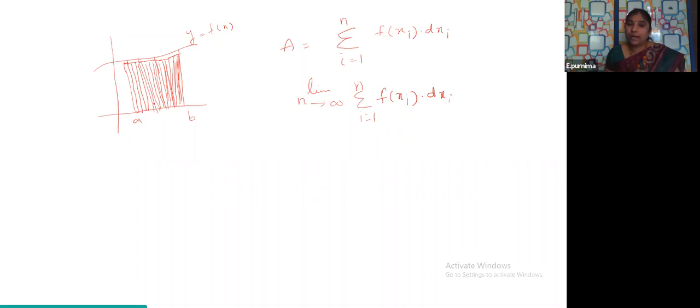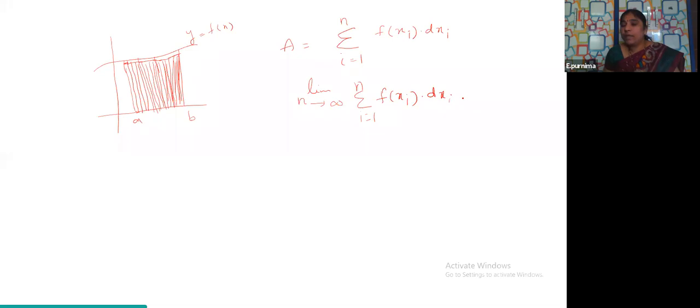Sum of all the areas of all the rectangles as n tends to infinity, and the dxi, that is one rectangle's width, is getting reduced. Till where is it reduced, children? It is almost infinitely small. So if dxi is very small, then what happens? Our n value becomes very large. How large can we say? It is almost reaching infinity. So as n tends to infinity, we reach a limit.